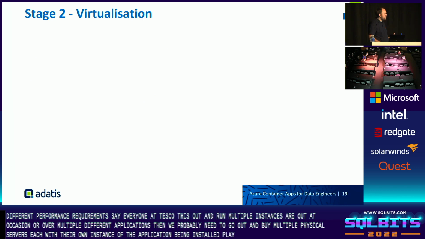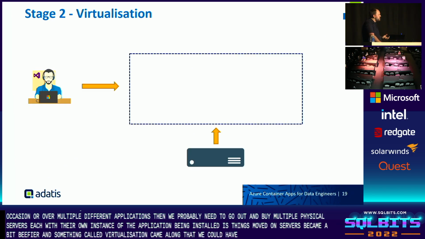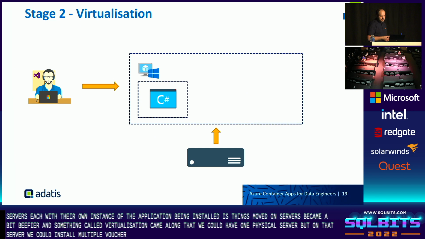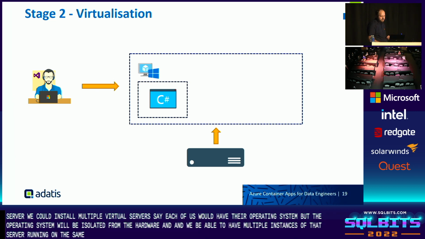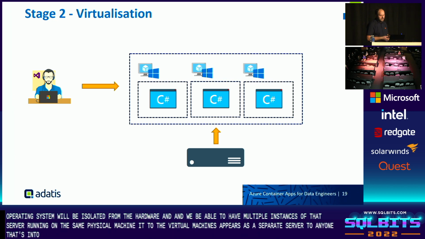As things moved on, servers became a bit beefier, and something called virtualization came along. This meant that we could have one physical server, but on that server, we could install multiple virtual servers. Each of those would have their own operating system, but the operating system would be isolated from the hardware, and we'd be able to have multiple instances of that server running on the same physical machine. Each of these virtual machines appears as a separate server to anyone interacting with it, but they all sit on a single physical server, which we call a hypervisor.